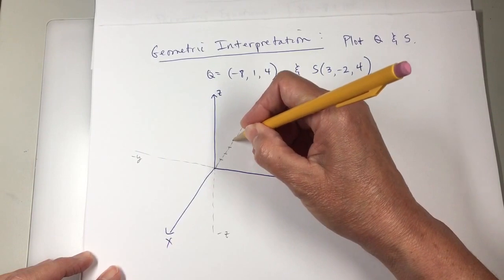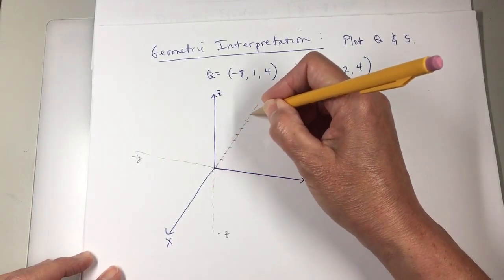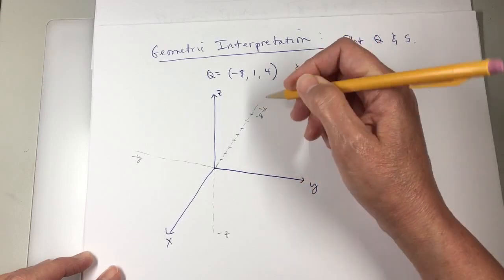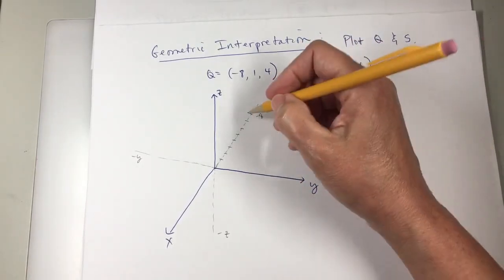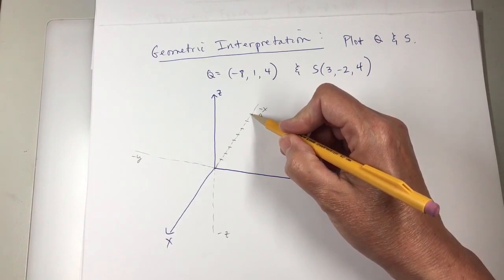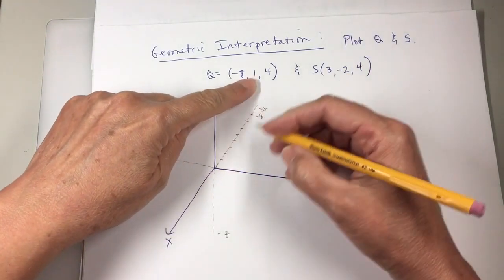1, 2, 3, 4, 5, 6, 7, 8. That's negative 8 on x. What point is this? Negative 8, 0, 0. So not Q yet. And then I need to go, y is 1.